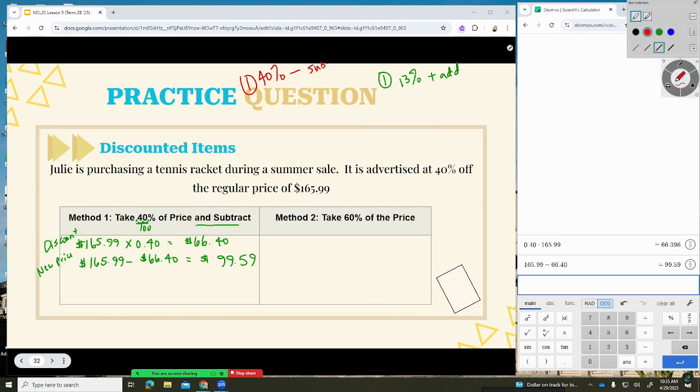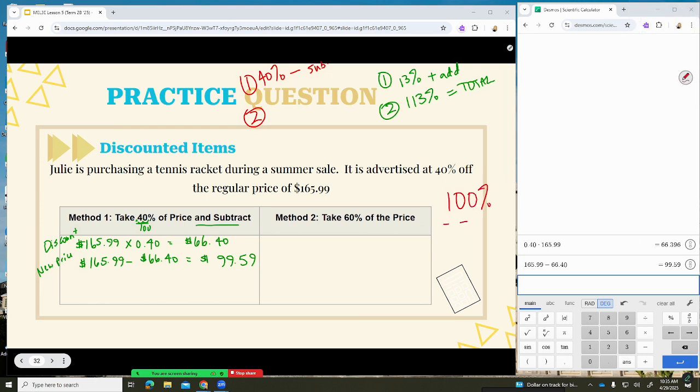Method 2 for HST was to just skip right ahead, calculate 113%, and you get the total. Our method 2 is a lot like that. We know that 100% is full price. If we're taking off 40%, that leaves us with 60% that we have to pay. Because we know that 60% is what we have to pay, let's just jump to what is 60%.